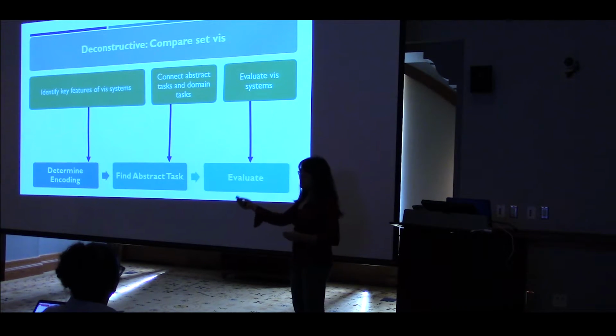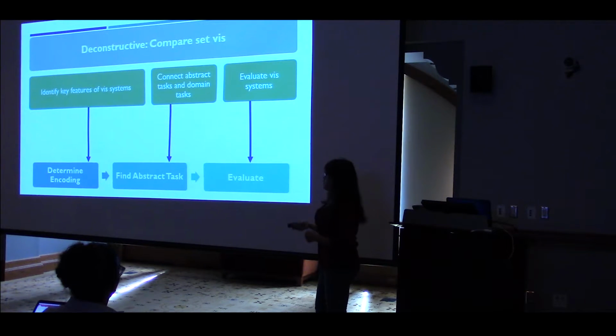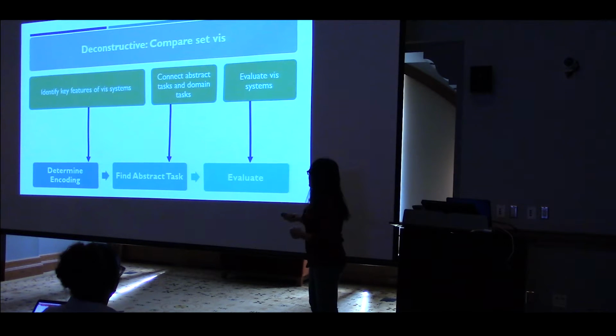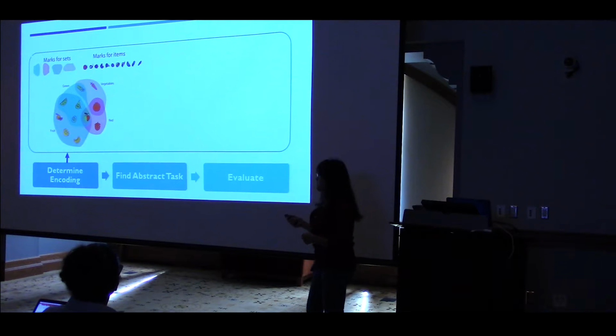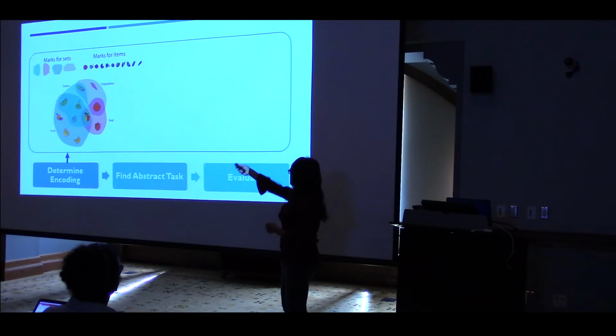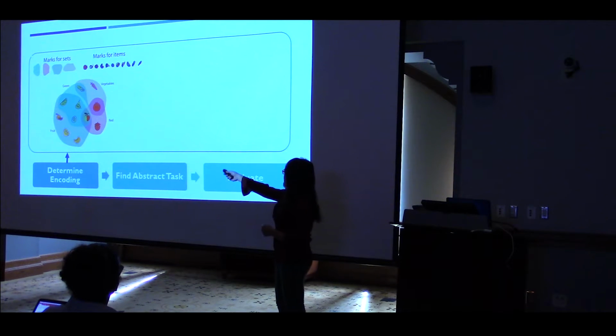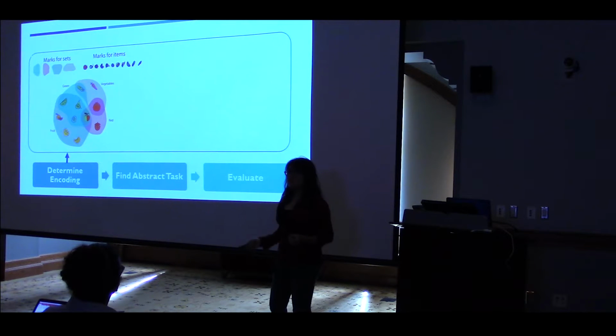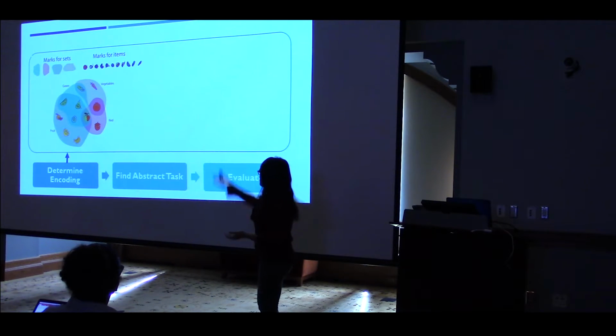First, we ask them to determine the encoding, and then we ask students to find the abstract task. And last, we ask them to evaluate. And for this particular workshop 1, we're actually giving them 2 visualizations that we want them to compare. So this is one of them. The first step, we ask them to identify the meaning of each mark on the visualization. So we ask them, what does the apple icon mean in this visualization? What does that green block mean in this visualization?